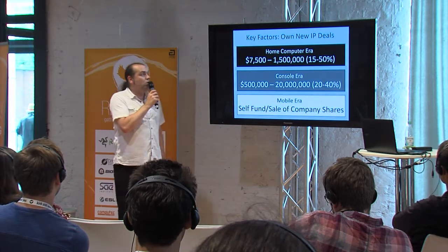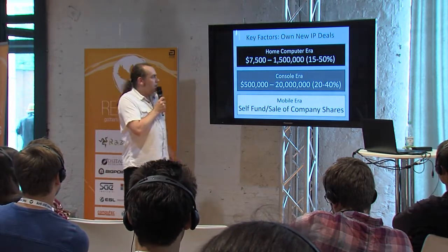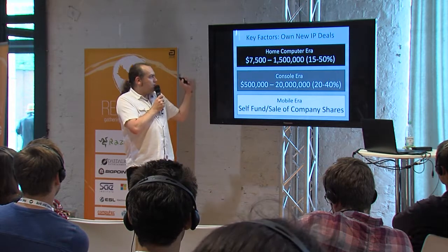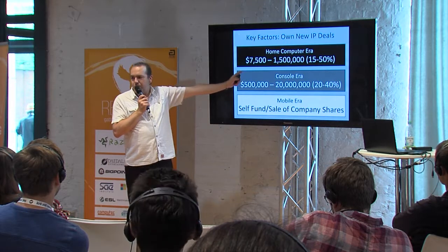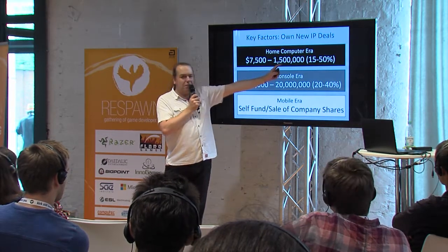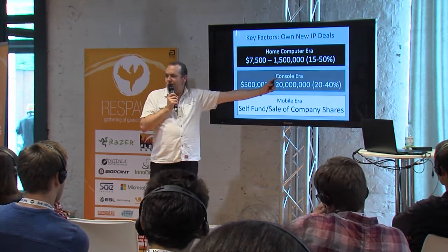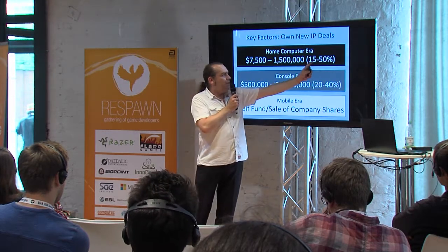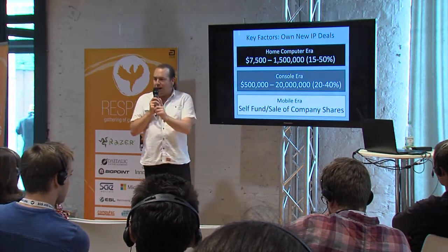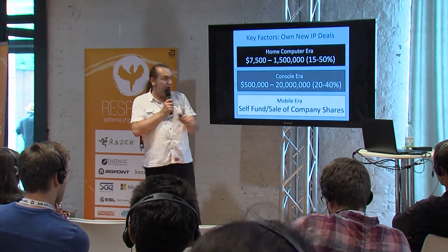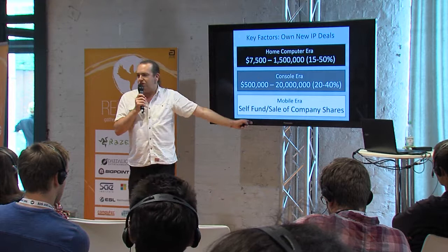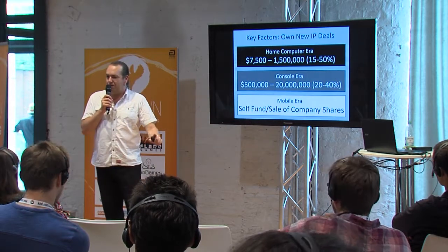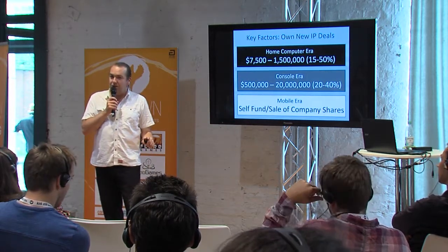Now let's look at own new IP deals. In the home computer era, as I say, we started off on a £5,000 deal, $7,500. By the end, we're selling games for £1 million, £1.5 million. And our percentage we were getting went from 15 to 50. When you can get a deal for 50% of the money the game's earning, with a $1.5 million advance to secure all your development, this is a dream deal. This is what we worked for 10 years to achieve as developers.